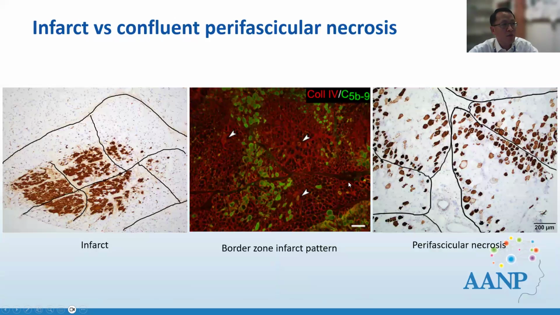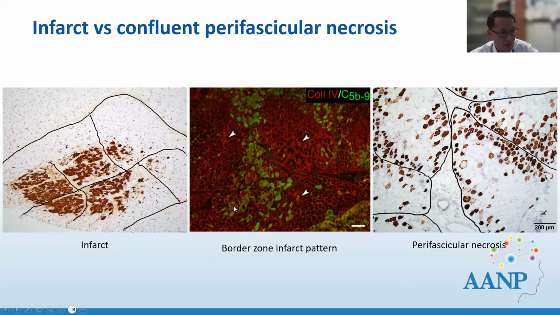And here, just a brief mention of infarct versus perifascicular necrotizing myopathy. They can be similar sometimes, but there are important differences. So this is an actual infarct pattern that you just saw. And they can also have a border zone infarct pattern. That is, they have this kind of concave shape.